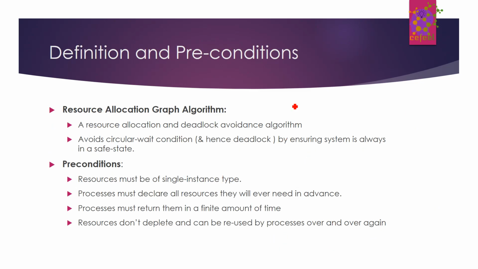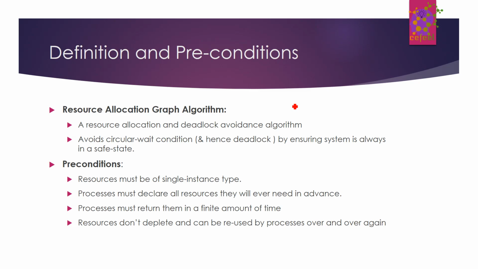Cool. So let's go ahead with the algorithm definition and the conditions that are needed, when we can apply this algorithm. The resource allocation graph algorithm is an allocation and deadlock avoidance algorithm, which means it tries to avoid deadlock by ensuring the system is in a safe state. And how does it do it? It avoids the fourth condition, the circular wait condition, which was a necessary condition for a deadlock, by ensuring the system is in a safe state.